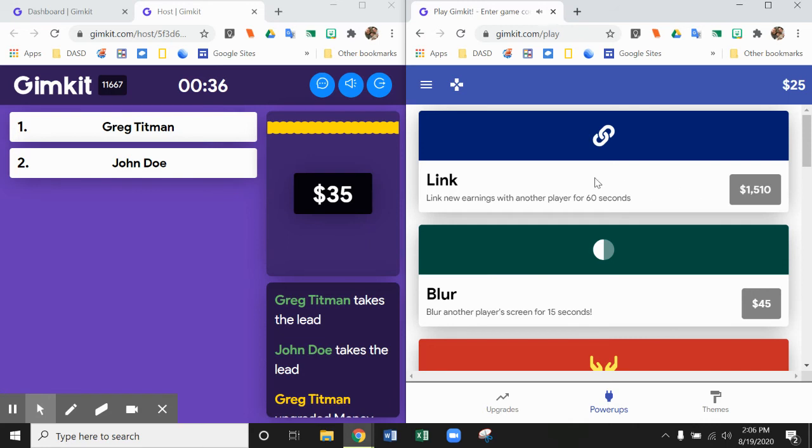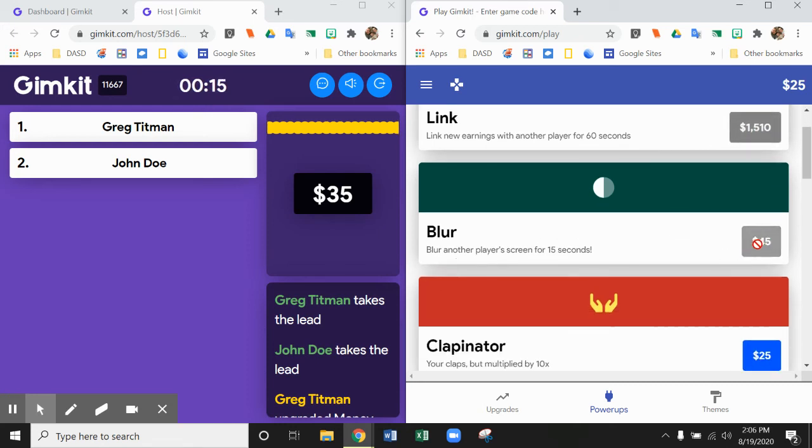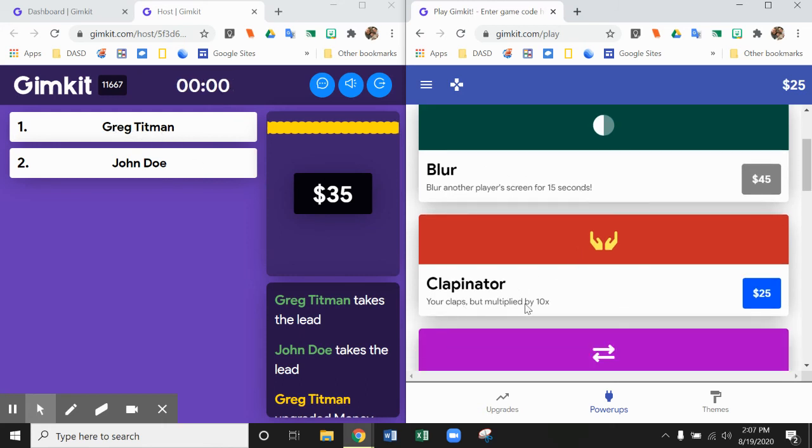The last things I want to show you are called power ups. You'll see these are a little bit more expensive, some of them. But what they do is they link new earnings with another player for 60 seconds. So you could choose another player in the class and you guys would earn money together. I think what happens is anytime they earn money, you also earn money, so you want to link up with someone who you think is going to do well. You can blur somebody else's screen. So if you look on the leaderboard right now, if John Doe looked on the leaderboard and saw I was in first place, he might purchase this power up so that he can blur my screen so that I wouldn't be able to see the question. The clap-a-neater.